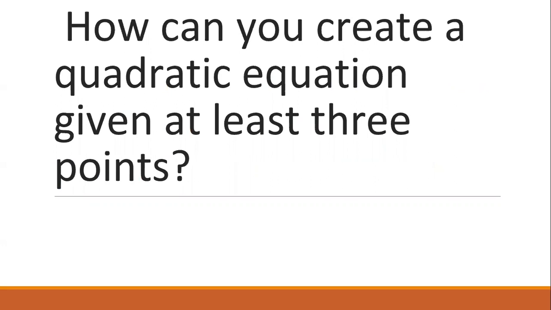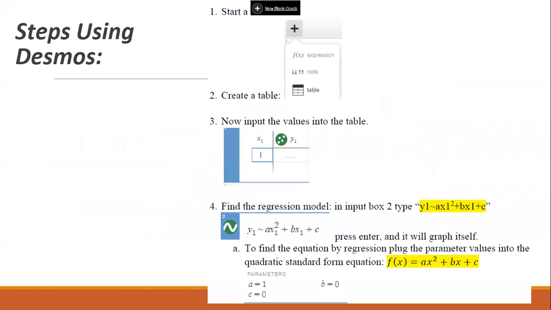Well, given at least 3 points, these are the steps we're going to follow. So in our Desmos, we're going to be doing this. So step 1, we are going to start a new Desmos. If you have multiple, you should already have a blank Desmos. Then we're going to start a new blank group and create a table. Okay. Then we're going to put in our values and then we're going to find the regression model.